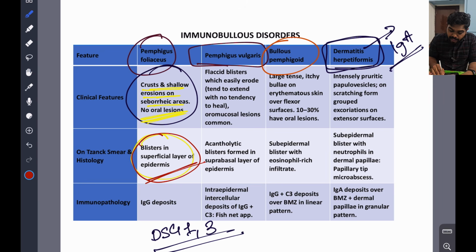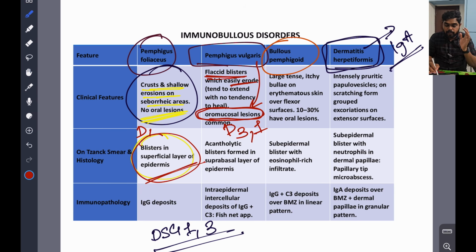It has flaccid blisters which easily erode, and oromucosal lesions are also common. Oromucosal lesions occur in pemphigus vulgaris because of desmoglein 3. This is desmoglein 1, this is desmoglein 3 and 1. So 3 is in the oral mucosa. Okay, clear. And in the Tzanck smear and histology, foliaceus shows blisters in the superficial layer of the epidermis.